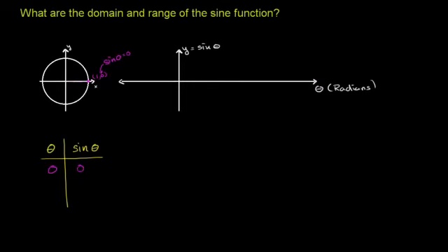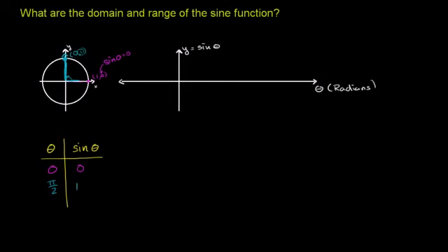Now let's try theta is equal to pi over 2. I'm just doing the ones that are really easy to figure out. If theta is equal to pi over 2, that's the same thing as a 90-degree angle. So the terminal side is going to be right along the y-axis, and where it intersects the unit circle is right over here. That's the point 0, 1. So what is sine of pi over 2? Sine of pi over 2 is just the y-coordinate, which is 1.